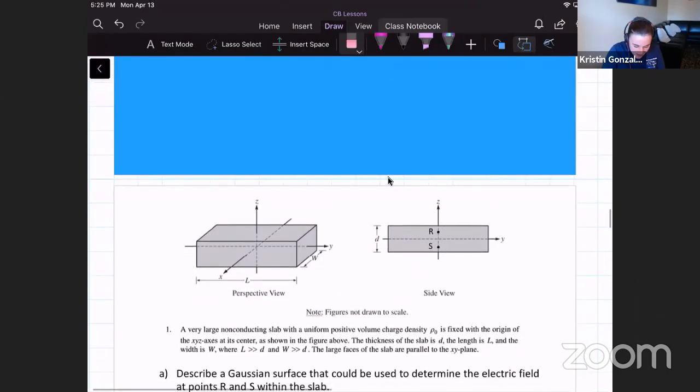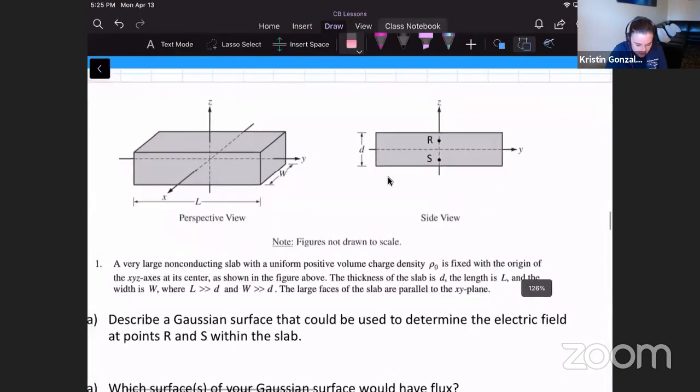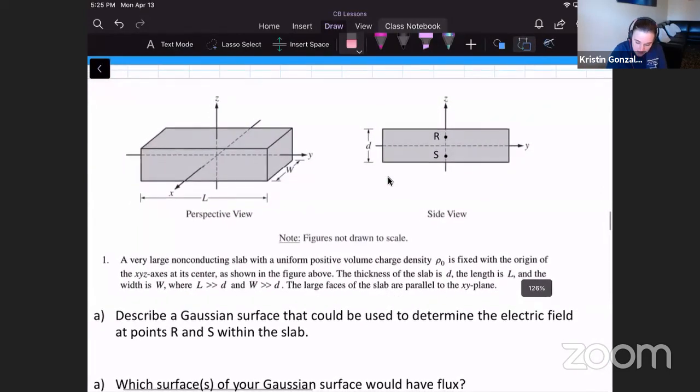So we have here a very large non-conducting or insulating slab with a uniform positive volume charge density rho naught. It is fixed with the origin of the XYZ axis at its center, as shown in the figure above.